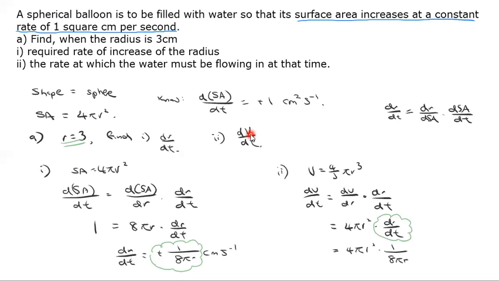That leaves us with r over 2 in general. And that leaves us with 3 over 2 cubic centimeters per second, because r equals 3.